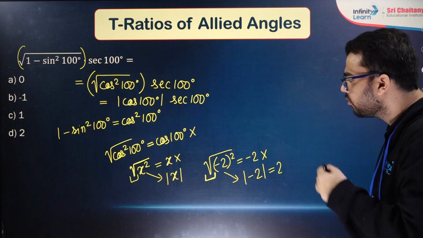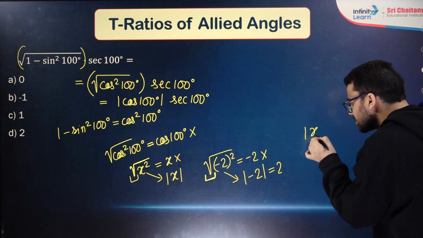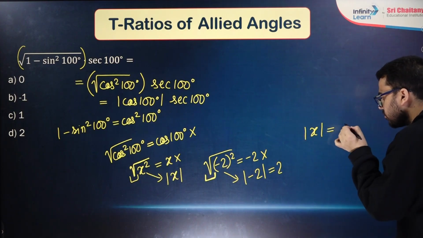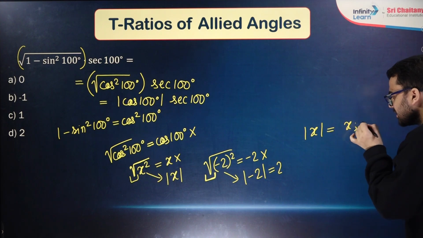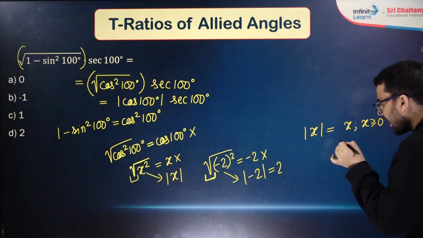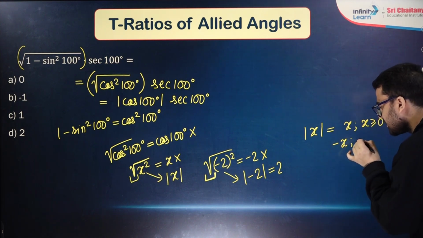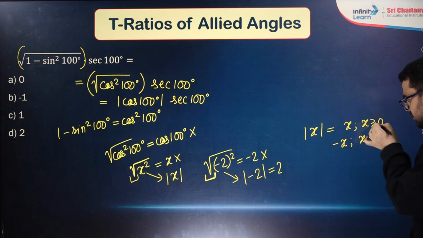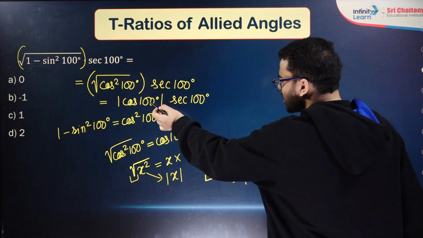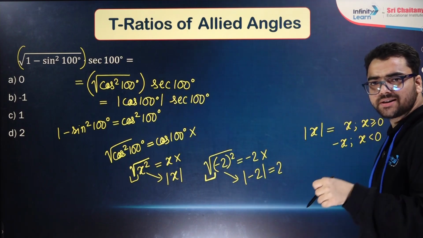Now, you remember how to open modulus? You see, modulus of x is what? It is equal to x when x is greater than or equal to 0, and it is equal to minus x when x is less than 0. Equal to 0 you can put in both of them, no problem. So over here we know that cos 100 is negative.